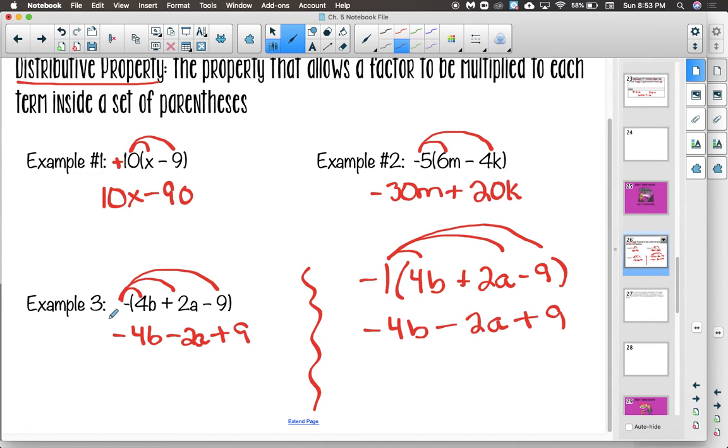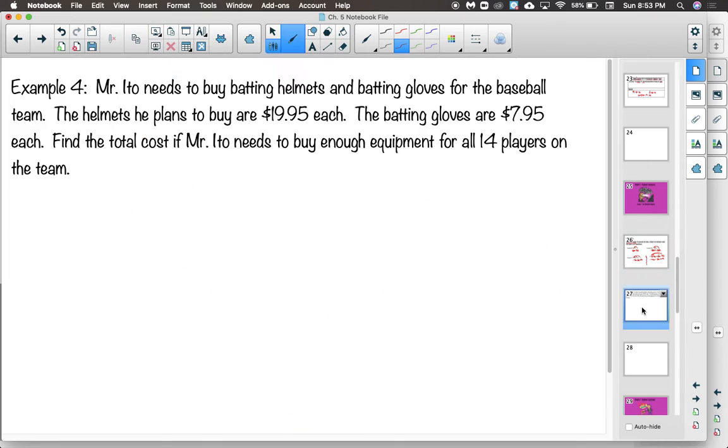If you're comfortable just multiplying the sign into the problem, that's great. If you'd rather see a number, then let's utilize that multiplicative identity property and put a 1 in that place, and that'll be perfectly fine. I have one more example here for you.